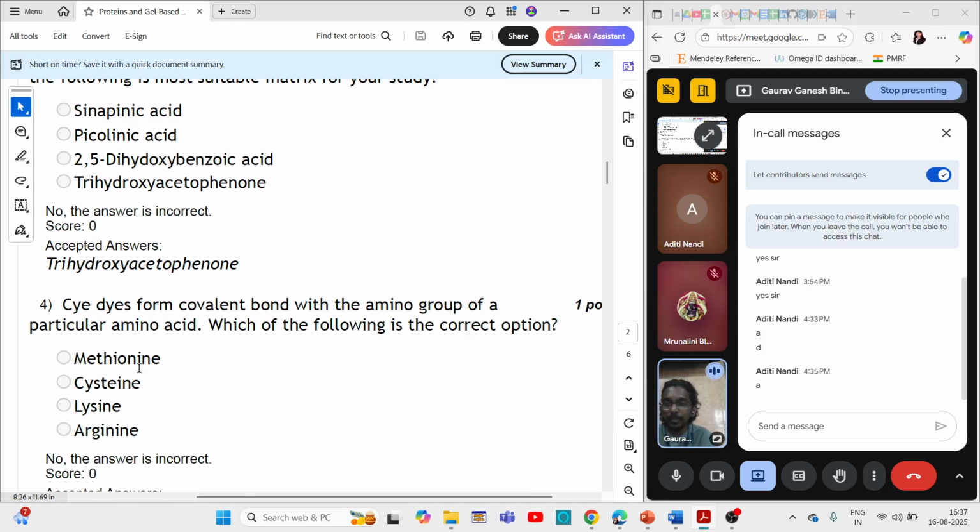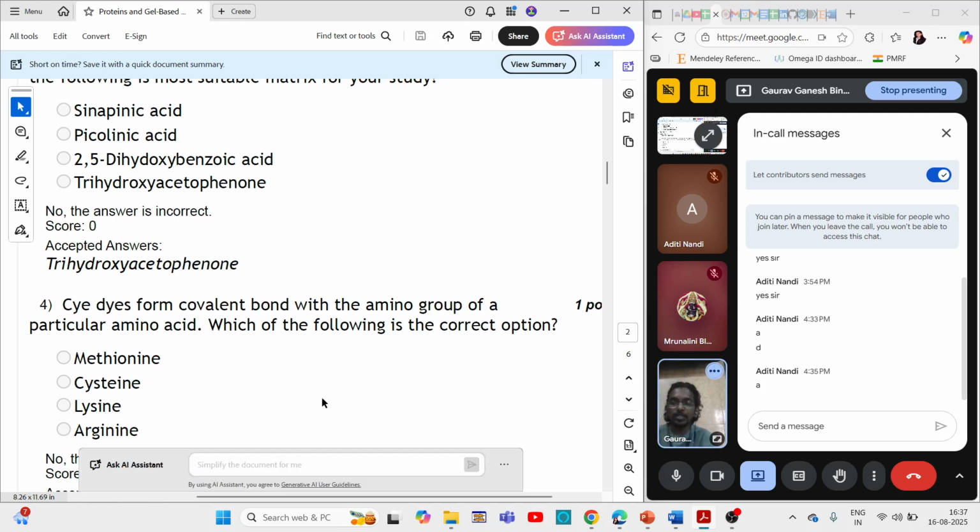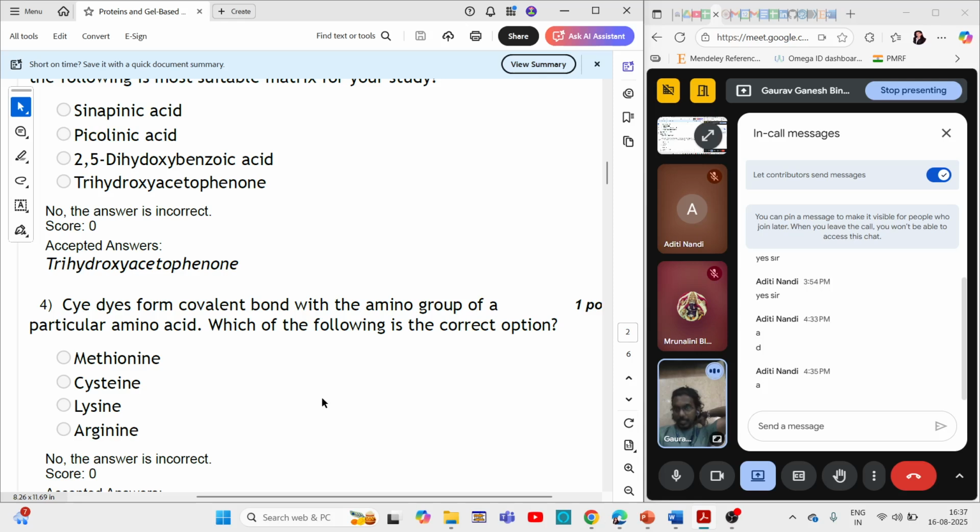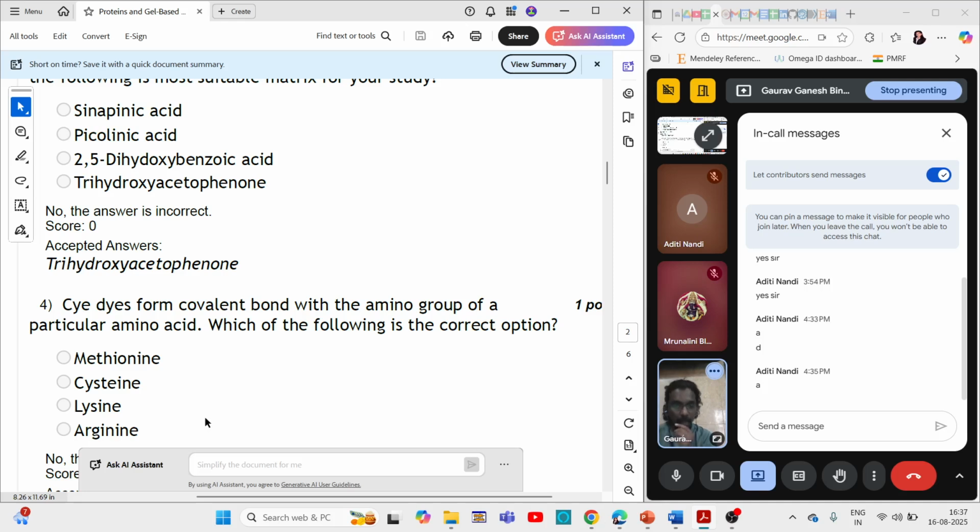So does it bind to methionine, cysteine, lysine, or arginine? Which is that amino acid that the dye binds to and makes a covalent bond? And it binds with the amino group as well. So we did discuss this in the lecture. Which is that amino acid to which the dye binds? Yes, it is lysine.